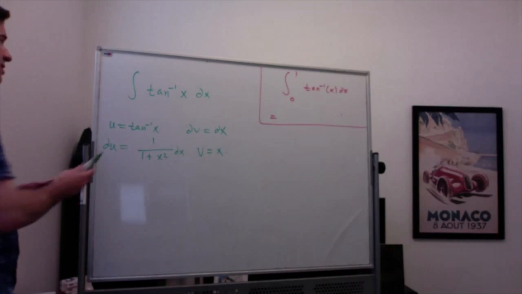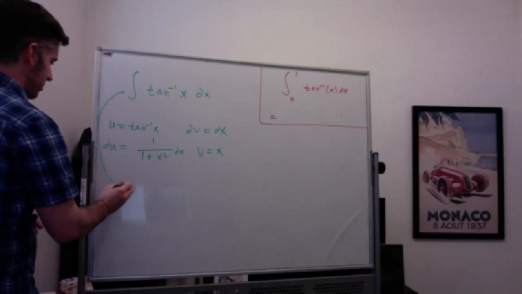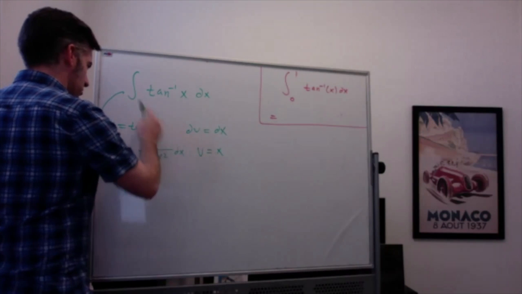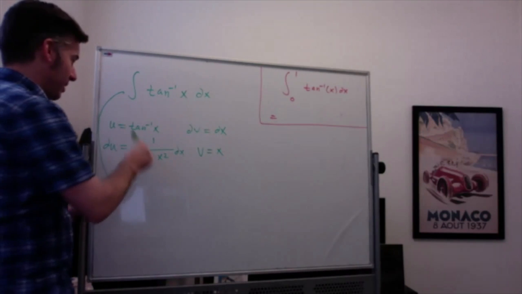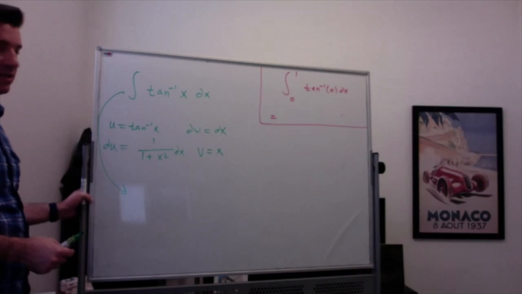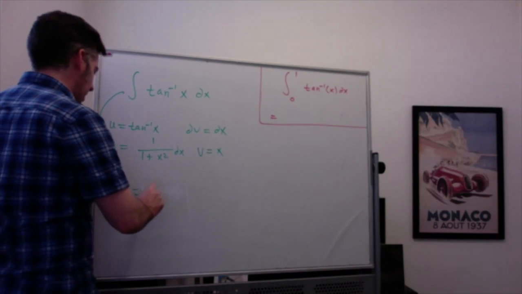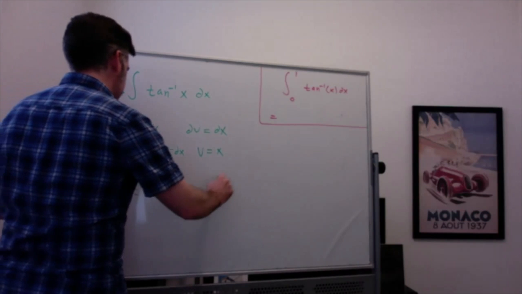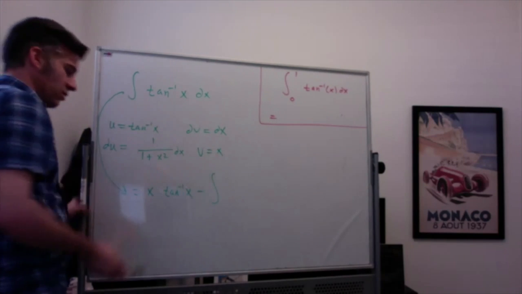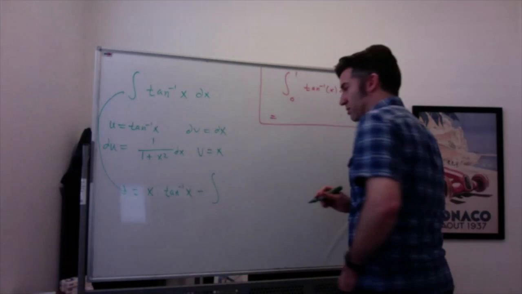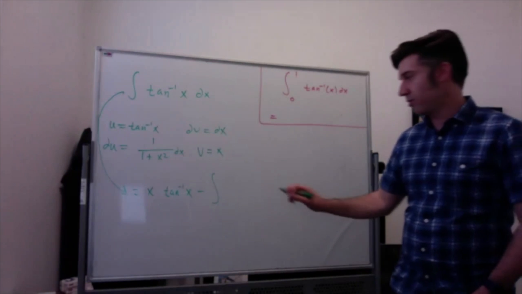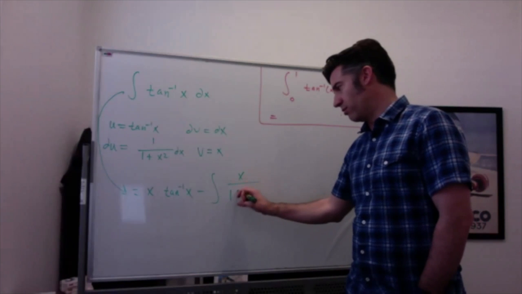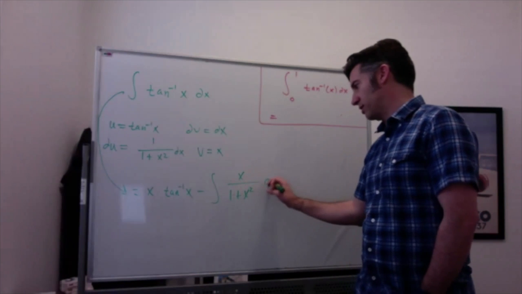So here's what we get. We get uv, so inverse tangent of x times x. I'm going to write that as x times the inverse tangent of x minus the integral of v du, which is going to be x times 1 over 1 plus x squared, which I'm really going to write as x over 1 plus x squared dx.